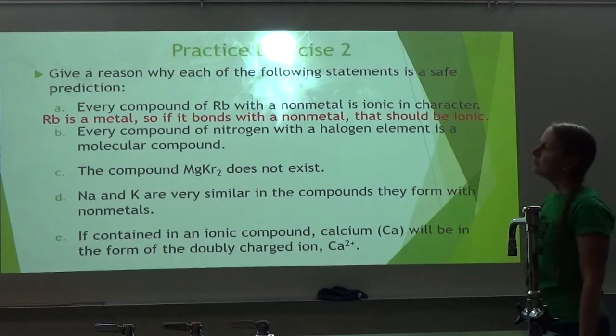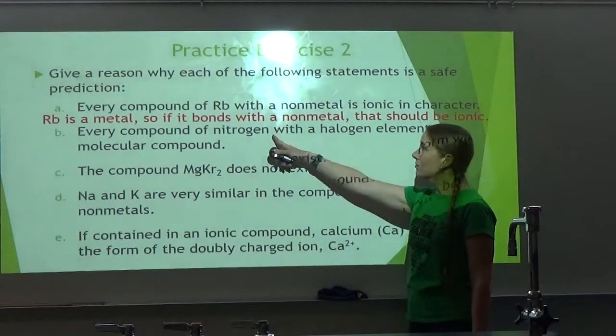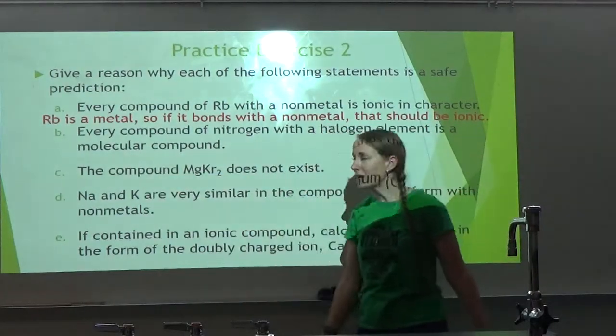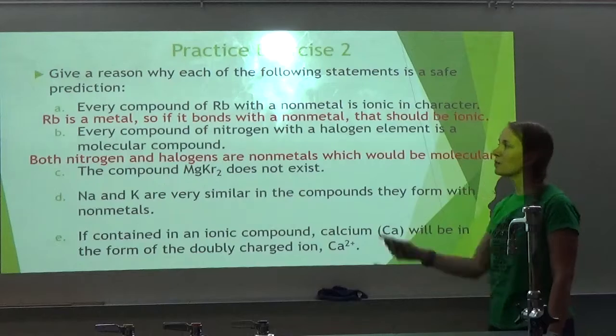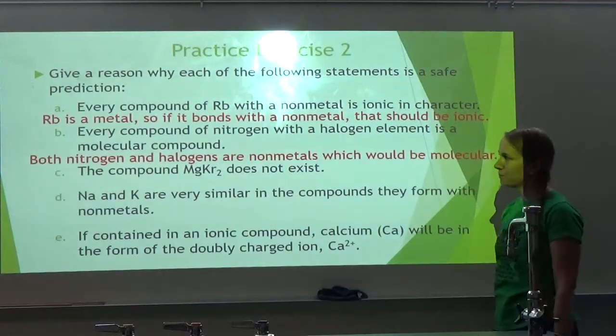Part B, it says every compound of nitrogen with a halogen element is a molecular compound. Well, nitrogen's a nonmetal, all the halogens are nonmetals. Molecular compounds are only made of nonmetals. So that does make sense. Both nitrogen and halogens are nonmetals, which would be molecular.